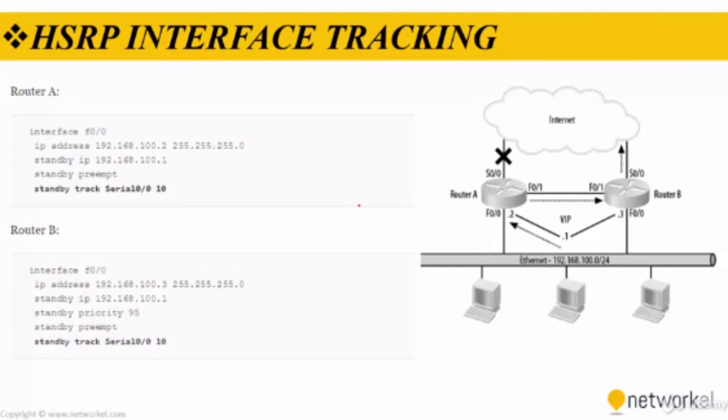HSRP has another great feature that is known as HSRP interface tracking. As I told you in the first slide, HSRP always is responsible for protecting the default gateway, these interfaces. But when I try to connect to the internet, I have also these interfaces as well.